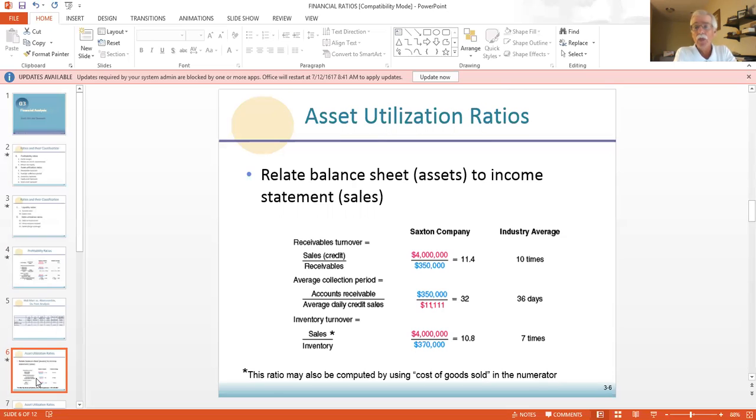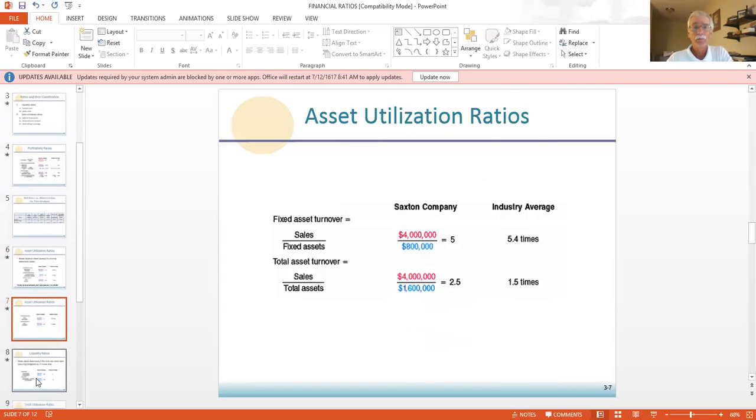At 11.4 times, that means it takes 32 days on average for Saxton to collect an accounts receivable balance. That, again, is a successful measure as compared to the industry average here of 36 days. Inventory turnover for Saxton Company takes our level of sales of $4 million divided by the average inventory balance of $370,000. So inventory turned over nearly 11 times. For Saxton Company, that's a favorable measure, as the industry has only had inventory turnovers of 7 times.